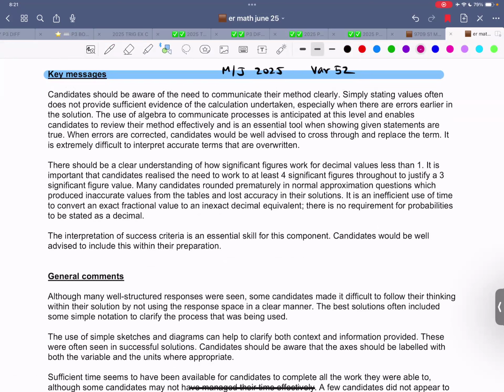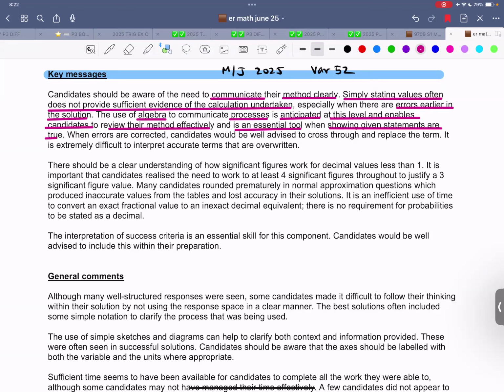Candidates should be aware of the need to communicate their method clearly. We talked about it last time also. Simply stating values often does not provide sufficient evidence of the calculation undertaken, especially when there are errors earlier in the solution. The use of algebra to communicate processes is anticipated at this level and enables candidates to review their method effectively and is an essential tool when showing given statements are true. In simple English, what it means is show all working. Whatever I have shown, that is show all working.